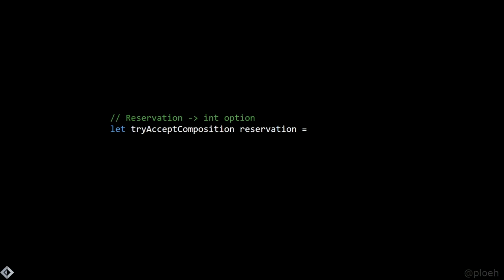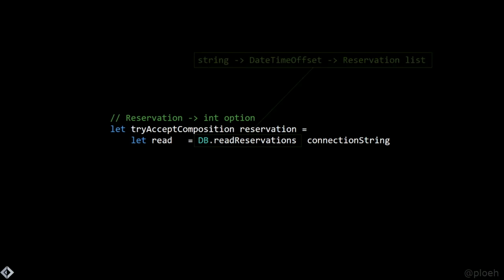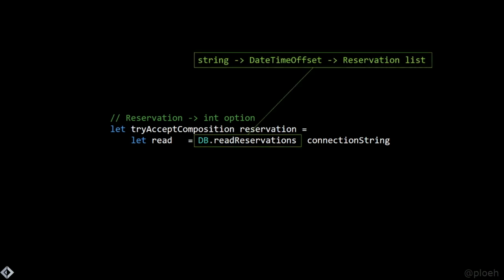So what I want to do here is write a new function called try_accept composition, because it's just a function that composes the other stuff. First, I need a read function. If you imagine that I have a DB module that contains real code that connects to my SQL Server or Oracle or whatever that might be, that's actually a function. This function takes a connection string as input. It takes a datetime offset as input. It queries into the database identified by the connection string, queries my reservations table for all the reservations in that datetime offset, and returns all the reservations that are in the table there. So you'll notice that this is a function that takes two arguments and returns a reservation list.